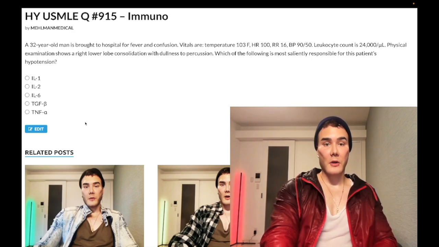Choice C, TNF-alpha, correct answer. You need to know TNF-alpha is responsible for hypotension, vasodilation, increased vascular permeability, and sepsis. It's most saliently responsible, okay?